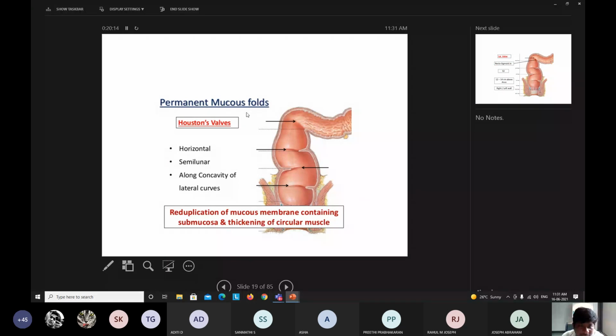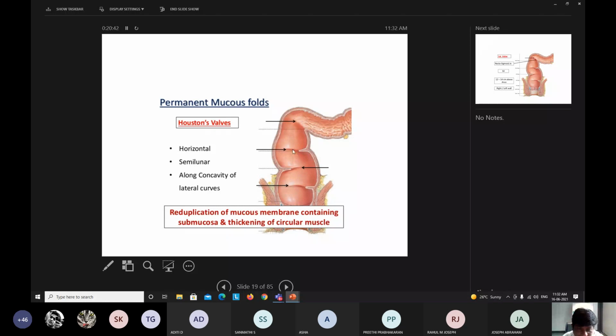Permanent mucosal folds. These are called the Houston walls. Here there are four folds. This is the first one, present at the sigmoidorectal junction. This is the first Houston wall.